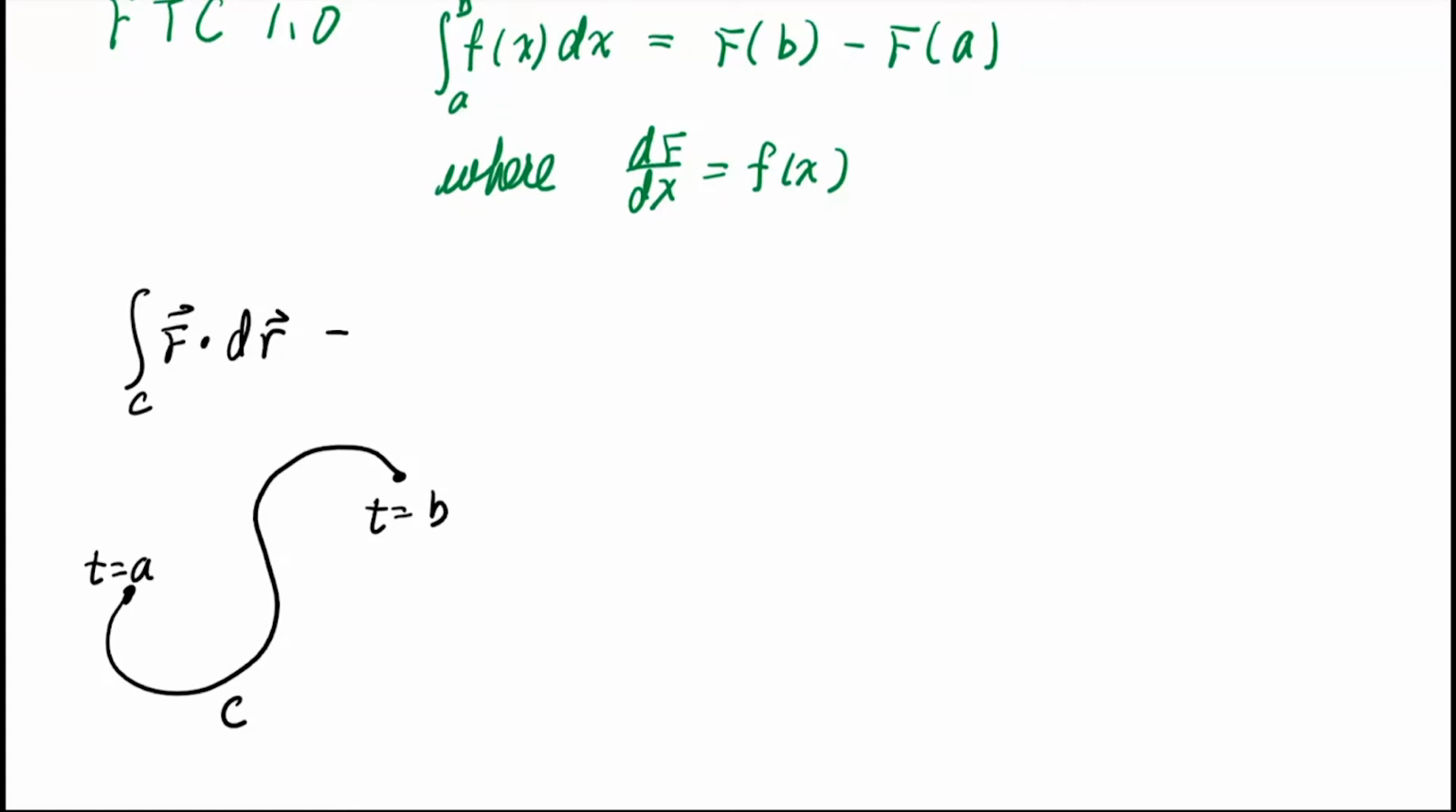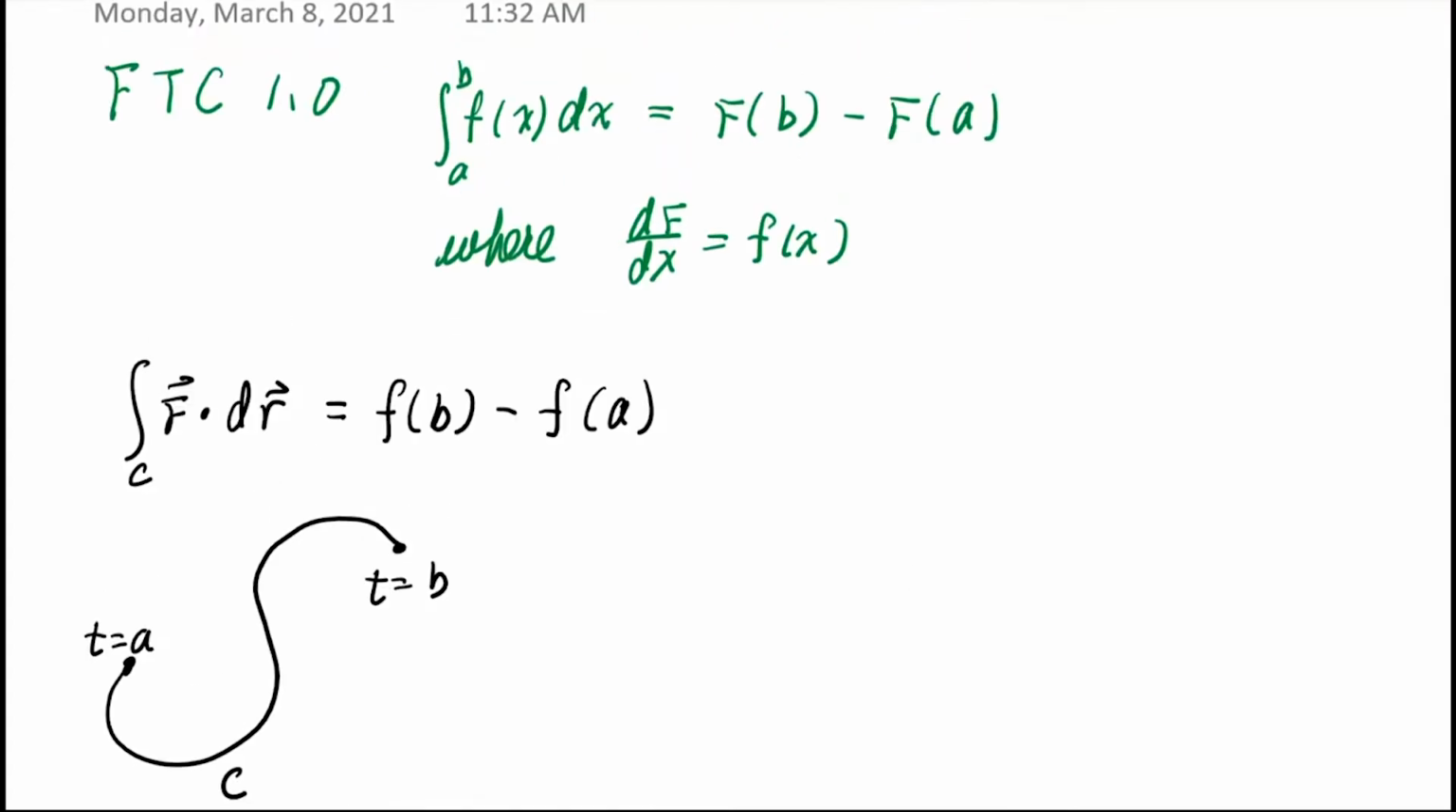This is equal to lowercase f, since we're switching the notation. Lowercase f is the antiderivative of capital F, evaluated at t equals b minus lowercase f at a. That's it. So it's the same idea now, isn't it? Or rather, it's if and only if, and this comes with a huge condition: that there exists some f whose gradient is equal to your vector field F. So it's exactly the same thing as this.